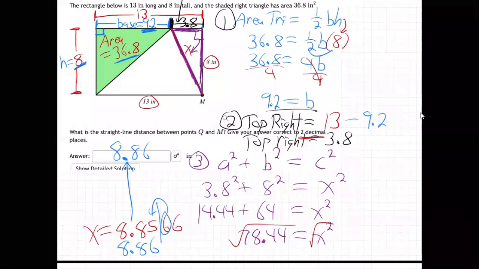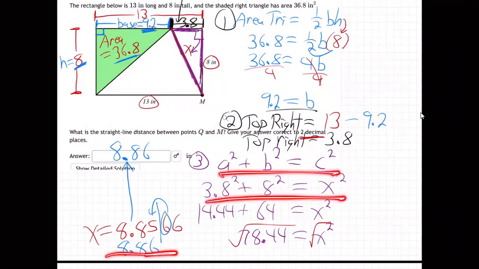That's kind of amazing, isn't it? 3 steps. The first step was area of a triangle, half base times height, this triangle. We knew the height was 8, got that from the right side, solved this little formula for b, and found the base is 9.2. Then in step 2, we found the top right by just subtracting from 13. 13 minus 9.2 is the little 3.8. Once we had the top right, we had a little right triangle. A squared plus b squared is c squared, and we were able to find x. There we go.